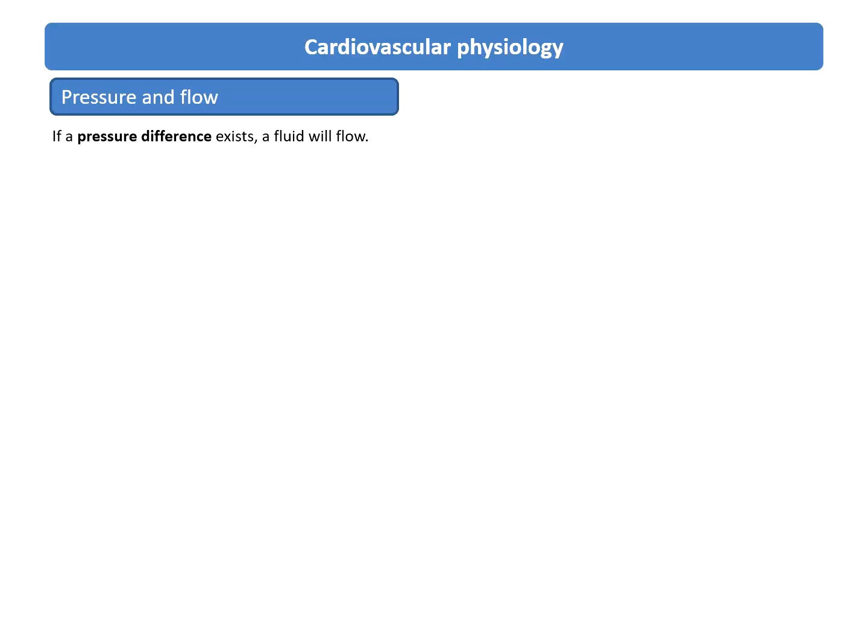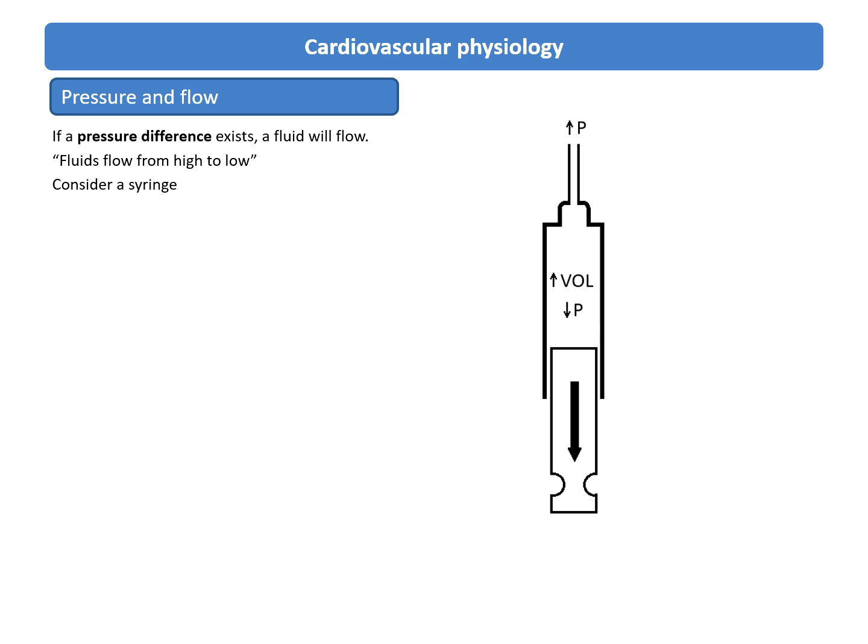Part A, Pressure and Flow. This is a look at the relationship of pressure differences to flow of fluids. If a pressure difference exists, the fluid will flow. Now, in biology, fluid is a liquid. I know in physics, a fluid is a gas or a liquid. Fluids flow from high to low. You're going to hear me say that many times.